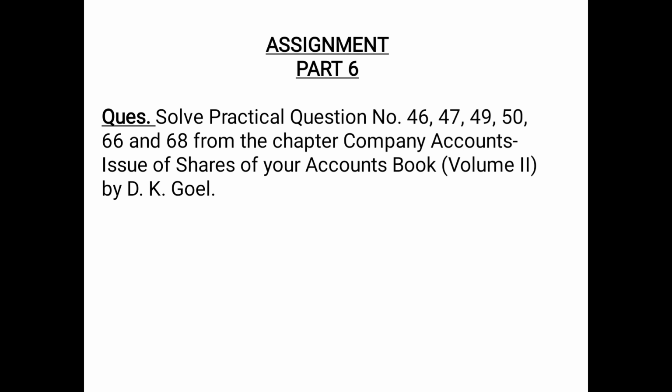So with this part we come to an end of this chapter. In the upcoming video we'll be proceeding with the next chapter, that is issue of debentures, and that will become much simpler if you revise the entries of issue of shares, because many things are common.